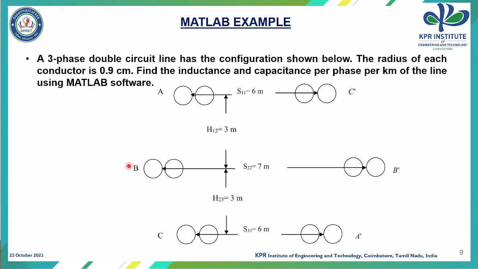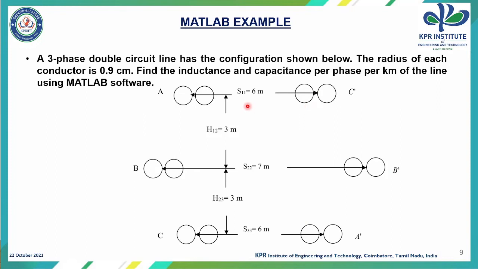Next, see about the example of how to calculate the inductance and capacitance per phase per kilometer of the given configuration using MATLAB software. So this is the given configuration. It consists of a 3-phase double circuit line. So this is one circuit. The one circuit consists of conductor A, B, C. Similarly, the another circuit consists of conductor A dash, B dash and C dash.